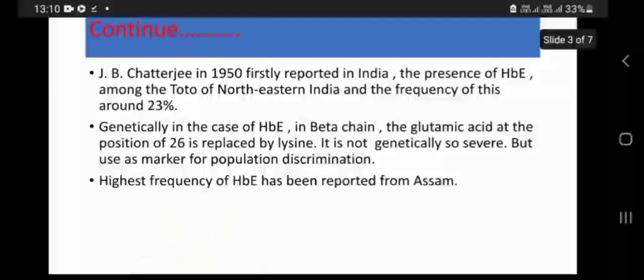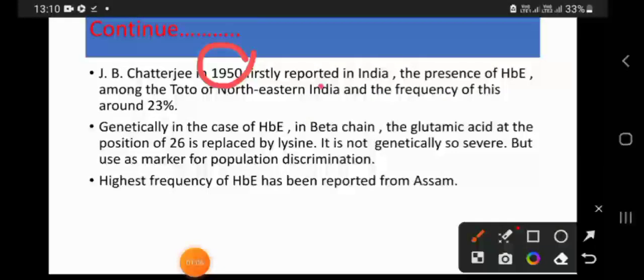J.B. Chatterjee in the year 1950 first reported it in India. That means in 1950, the first case of hemoglobin E variant was identified by J.B. Chatterjee. And it was frequently seen among the Toto people. Toto is a tribe of Northeast India. So among Toto people, the frequency is 23%.